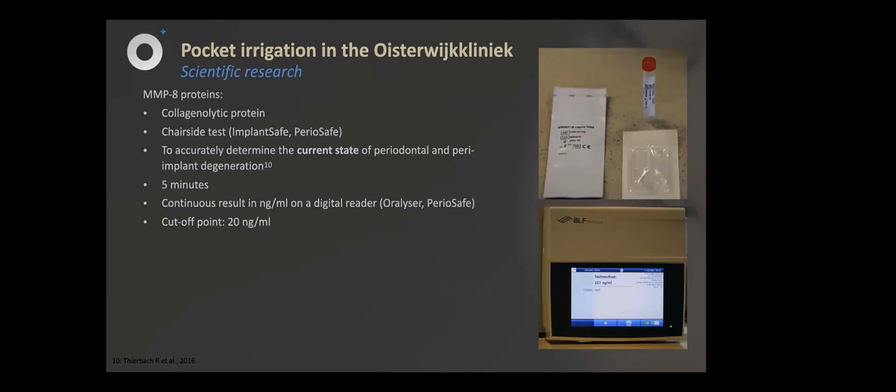It is a chairside test by ImplantSafe, PerioSafe, to accurately determine the current state of the periodontal and peri-implant degeneration. It takes only 5 minutes, and it gives a continuous result in nanograms per milliliter on a digital reader, and you see that on the right side of your screen. The cutoff point we take is like 20 nanograms per milliliter.